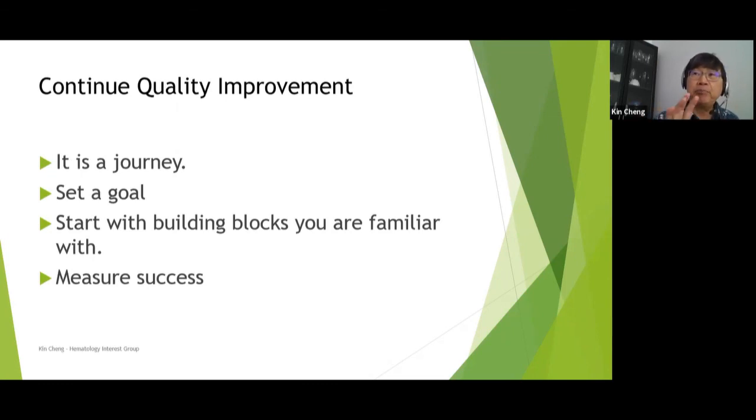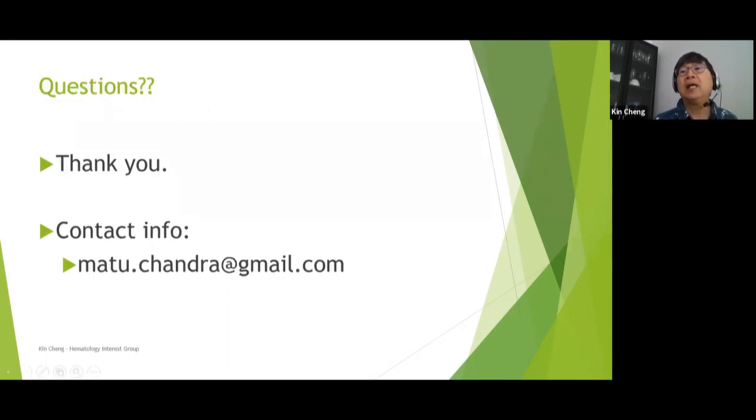the cycle, plan, do, check, act. Rolling the ball up the hill is a journey. You have to set a goal, and it's not easy, just rolling the ball up the hill. It's not an easy job, but with plan, do, check, act in place, you should be able to implement a good quality system. When you have all those in place, then you should have a very, very good lab. And that's all I want to say.